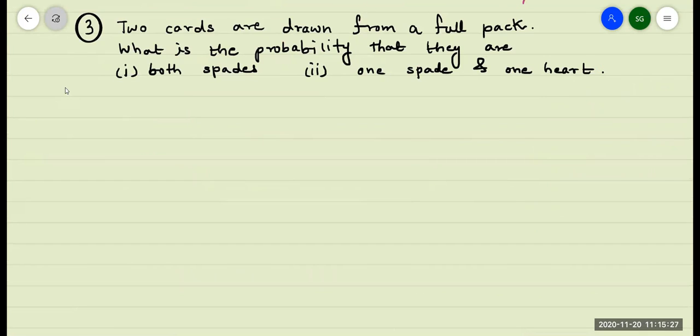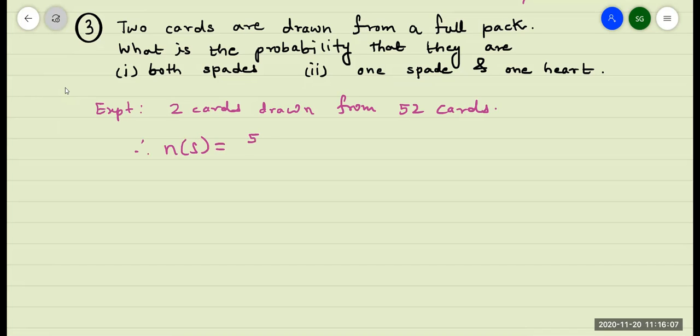2 cards are drawn from a full pack. Full pack, we can be specific by saying a full pack of 52 cards, पण नसेल जर दिलेलं तर तुम्ही अज्युम करायचं की 52 कार्ड्सच असतात, त्याच्यामध्ये जोकर नसतो. व्हॉट इज द प्रोबॅबिलिटी दॅट दे आर बोथ स्पेड्स अँड वन स्पेड अँड वन हार्ट? तसं म्हटलं तर खूप सोपा आहे प्रॉब्लेम. सो एक्सपेरिमेंट, 2 cards drawn from 52 cards, and therefore NS is 52 C2.